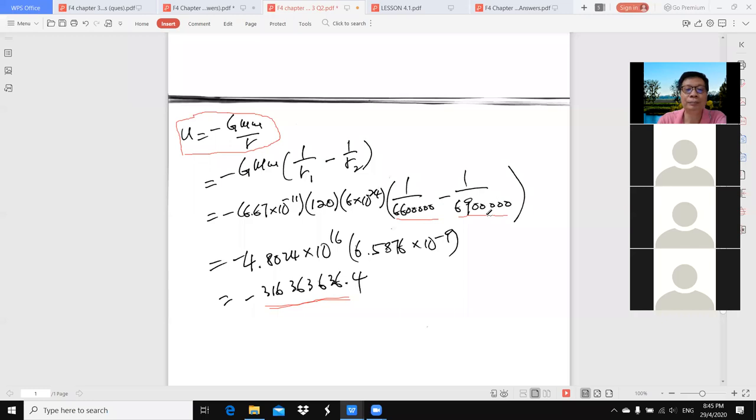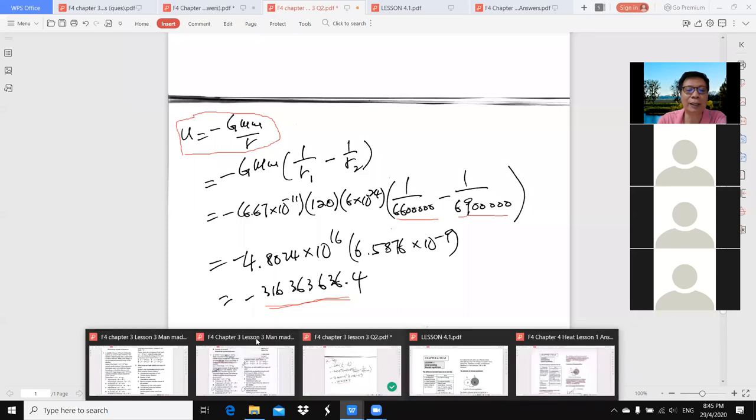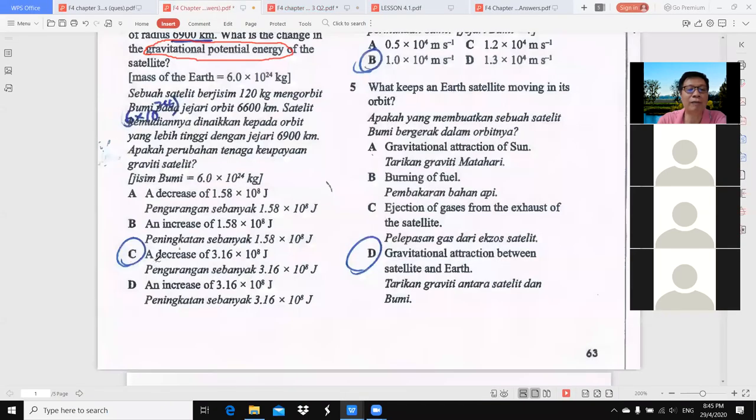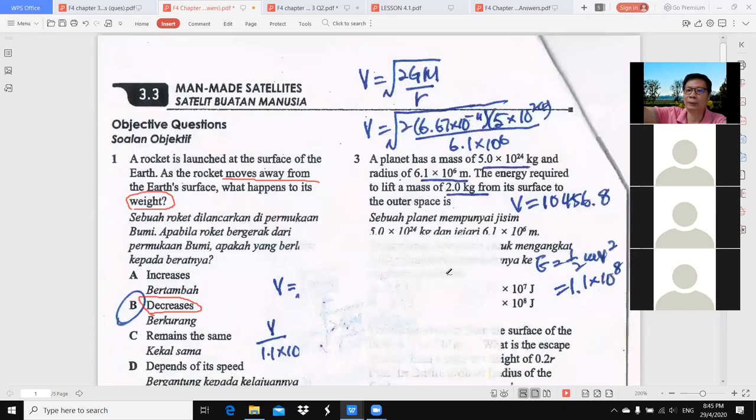All right. Okay. Copy down this. Later you can refer. So the answer is a decrease of 3.16 times 10 power 8. The gravitational energy decreases. When it goes higher, remember, go higher, gravity is smaller, so the potential energy becomes smaller. Okay, right. Okay, next question.